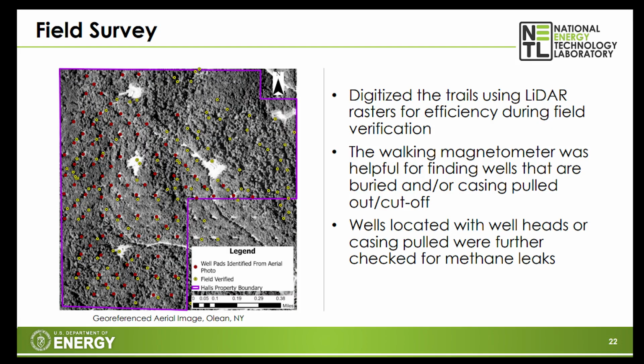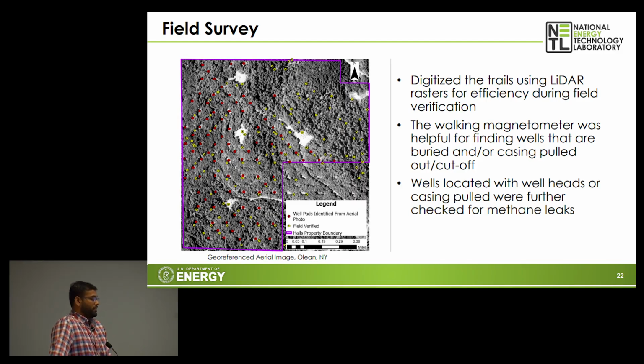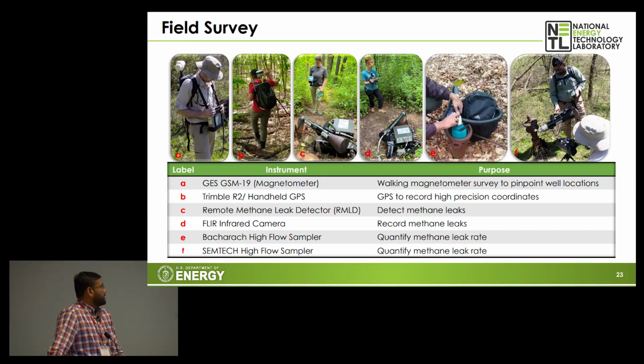And this is the field survey equipment we carried with us. We used a backpack magnetometer because we knew that area was heavily subjected to tree logging activities. So in most cases, the well casing was cut off or buried. We needed a walking backpack magnetometer to find these kinds of wells. We also carried a high resolution GPS to record high resolution geographical information, and remote methane leak detectors and a high flow sampler to measure methane leak rates.